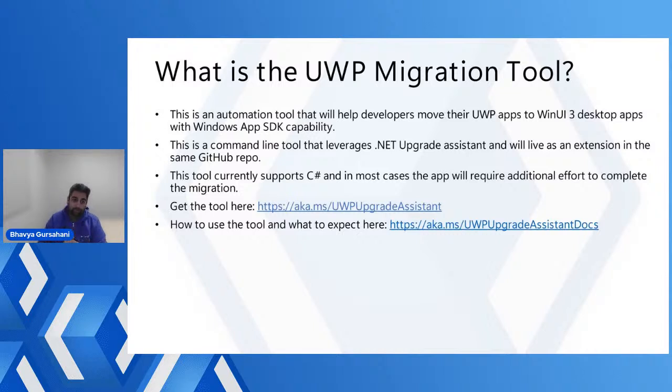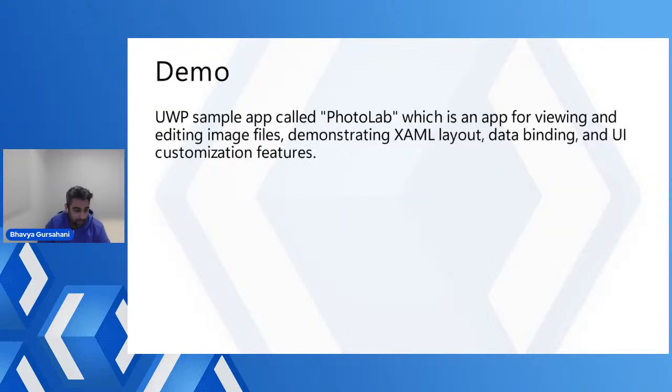Before we begin, this tool currently supports C# and in most cases will require additional effort to complete the migration. To get the tool, you can go to the aka.ms link here, aka.ms/UWPUpgradeAssistant. And also you can see some docs which talk about how to use the tool and what to expect from it on aka.ms/UWPUpgradeAssistantdocs. Let me start sharing my screen and give you a demo real quick.